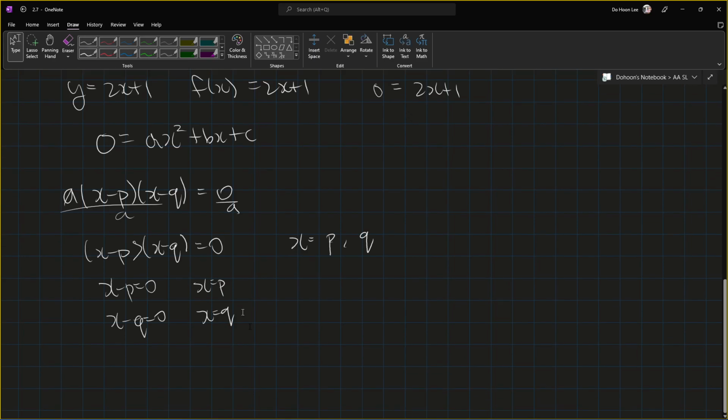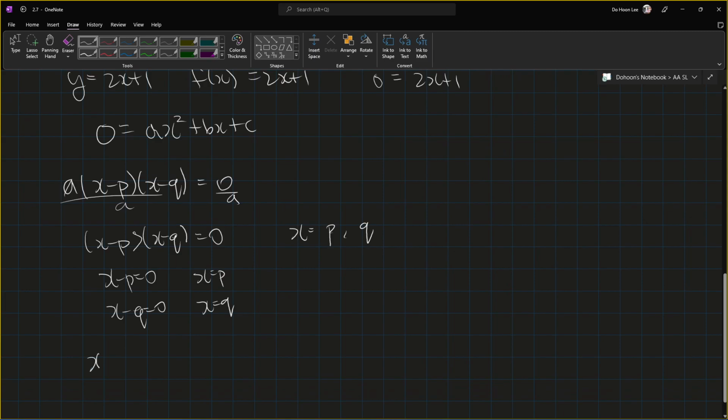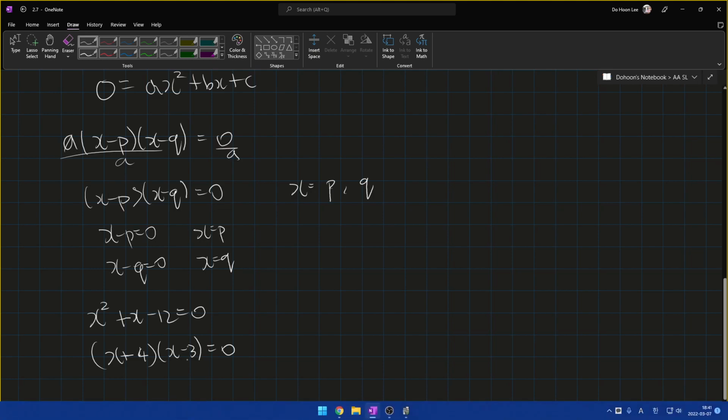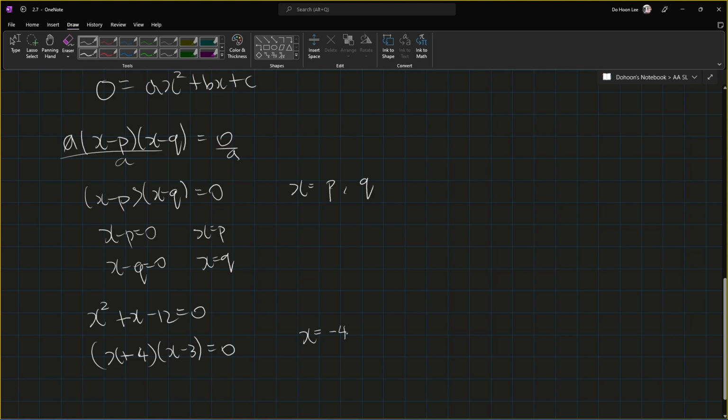Let's take an example. First, I'll write the general form. Our first task is to put this into the factored form, right? Let's see. That looks like x plus 4, x minus 3. I know that because positive 4 times negative 3 is negative 12, and positive 4 plus negative 3 is positive 1. Therefore, I can conclude that x could be negative 4, or x could be positive 3.